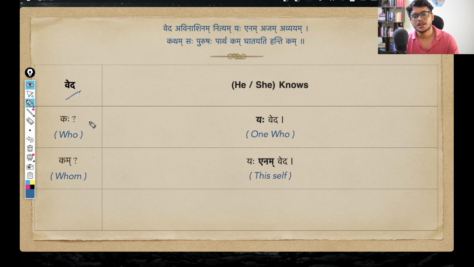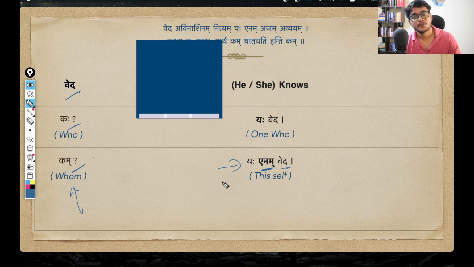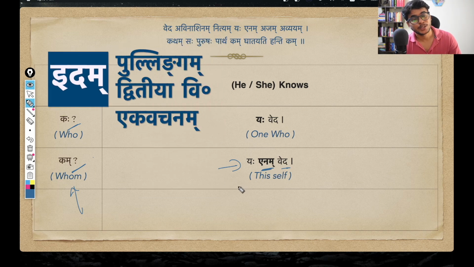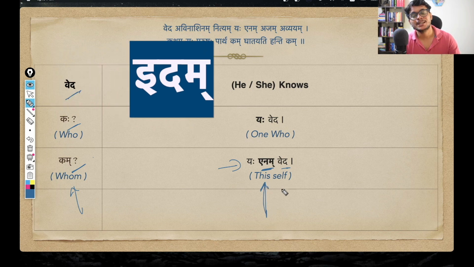So I have the Kriya, I have the subject, and now I am asking about the object: okay, Yah Veda, one who knows, but one who knows what or whom? Basically inquiring about the object of the Kriya. So we get Yah Enam Veda. And this Enam again is a Sarvanama. It is again a pronoun, and it is coming from the Idam Pratipadika. So Idam Pratipadika is used to denote this. Okay, when we point to this, in that sense we use the Idam Pratipadika.